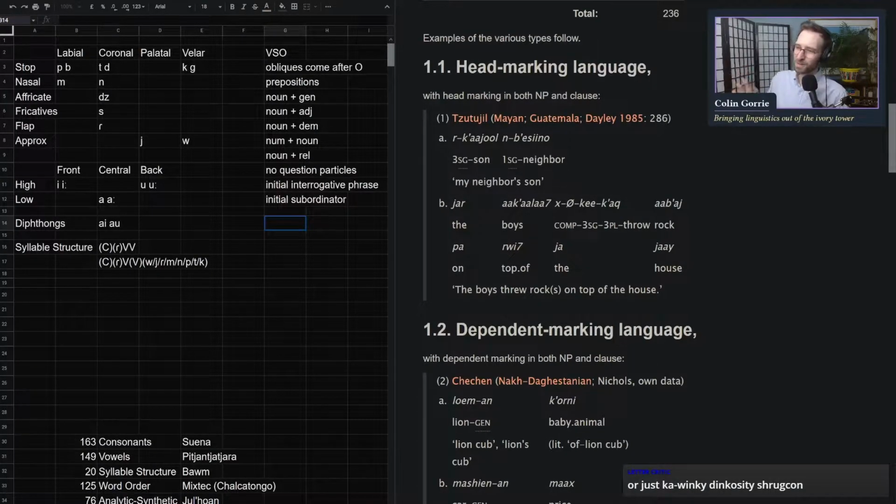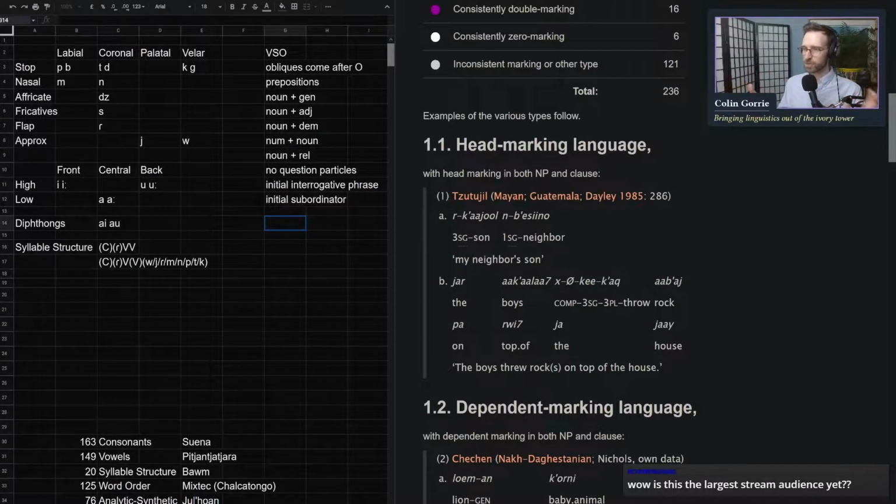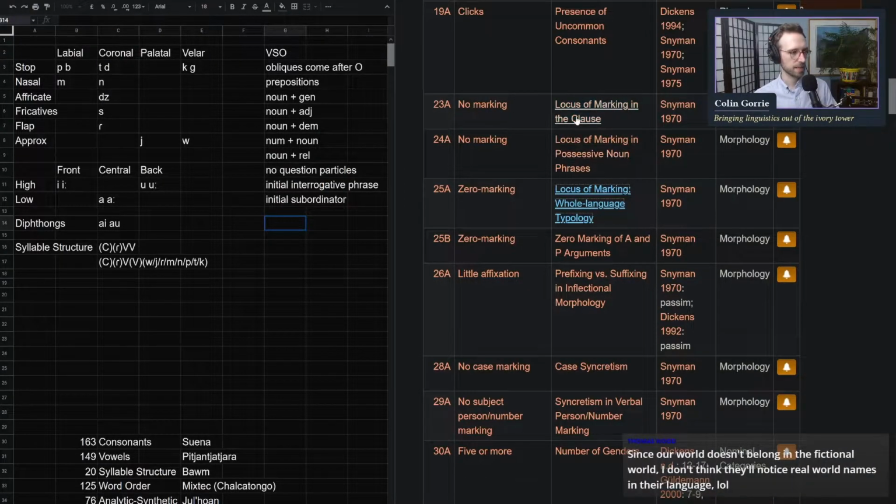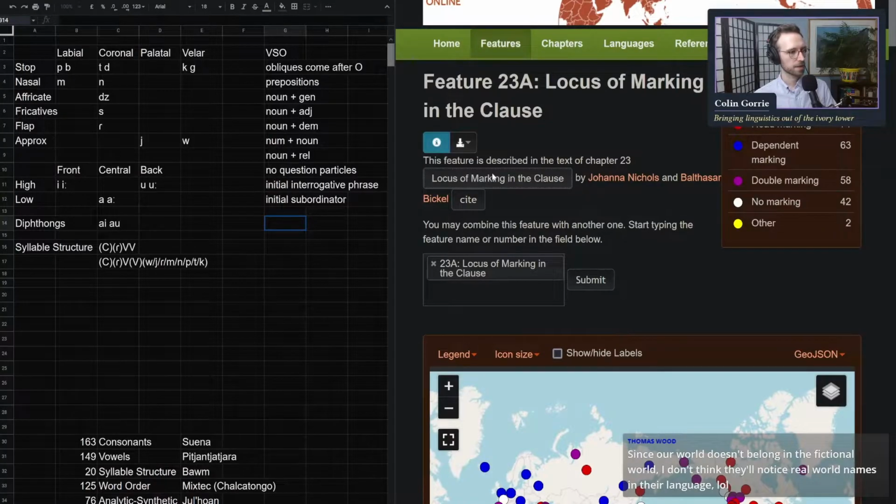So we have basically two arenas in which we can talk about this marking. We can talk about it within the NP. So do you mark possessors or possessed nouns? And within the clause. So do you mark things like agreement on the verb, or do you mark the participants of the clause on the noun? So things like case. And there's been some work to sort of correlate these two differences.